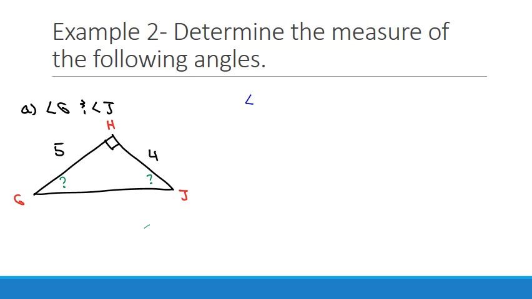Okay, so angle G. First thing we do is we actually have to set up similar to what we were doing before. So opposite over adjacent, I'm going to find the value of my ratio first. Tan G equals, and here's G. So opposite would be 4, and then adjacent would be 5.